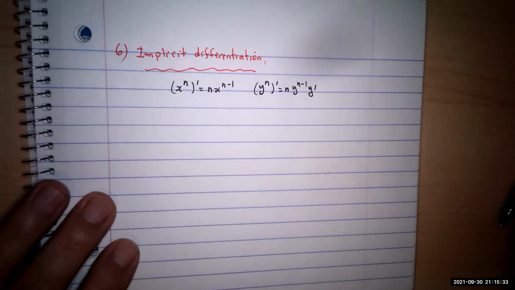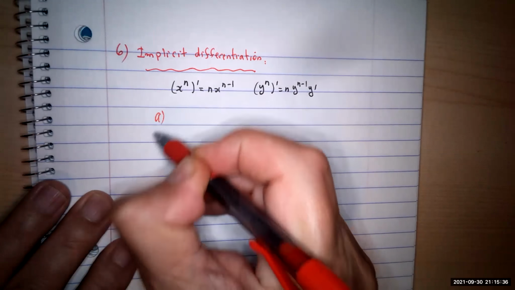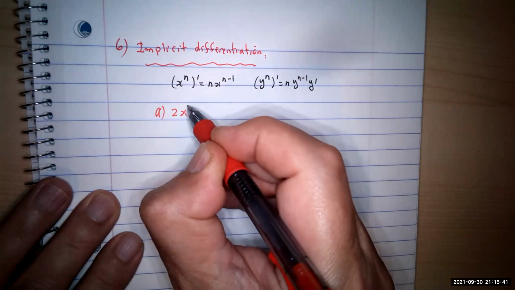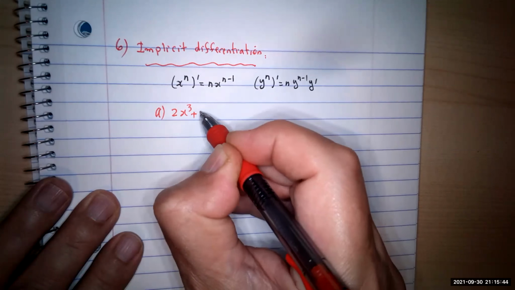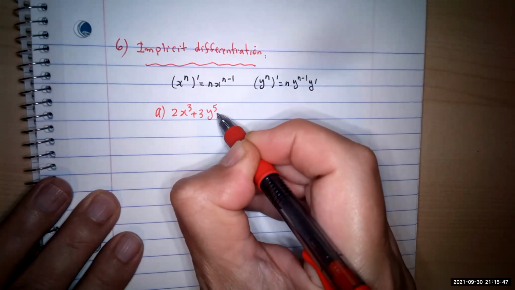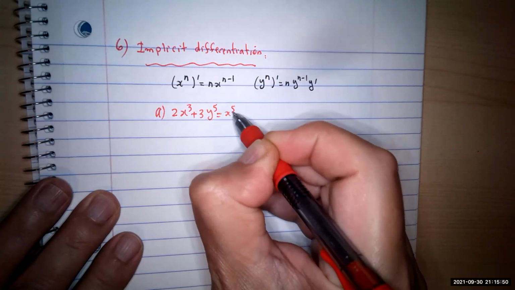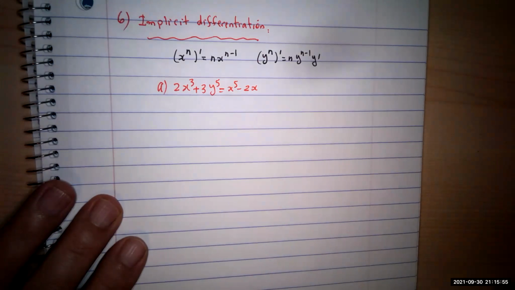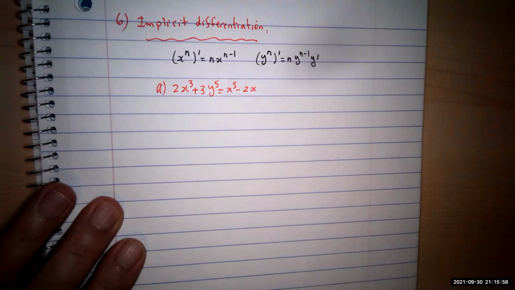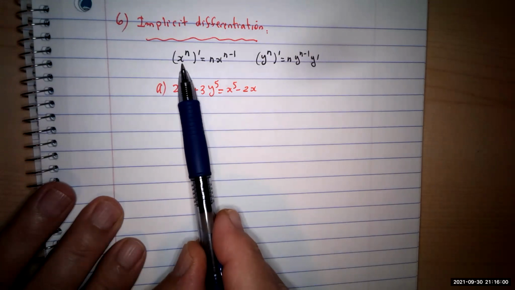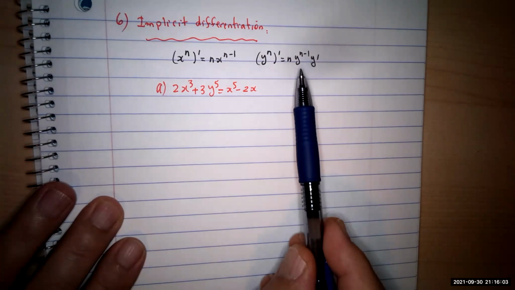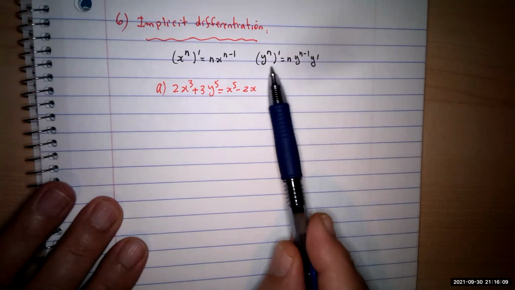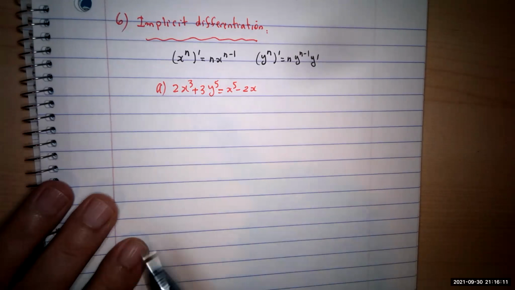Okay, and we have two examples. The first one is just a power of the y: 2x cubed plus 3y to the fifth equal to x to the fifth minus 2x. We want to find y prime, so we differentiate. When we get to the x, use this formula. When we get to the power of the y, use this formula. Both of them are the power rule, but you have to multiply by y prime when we get to the y.